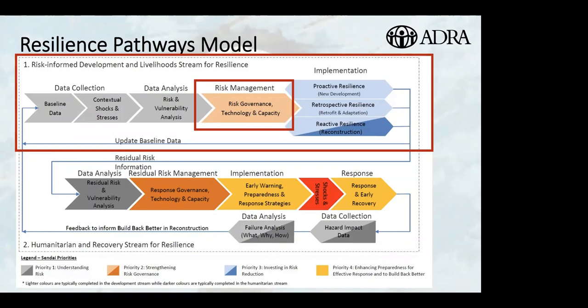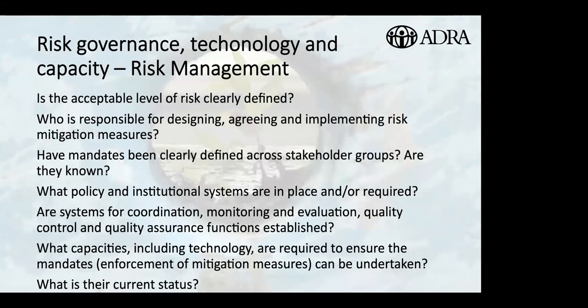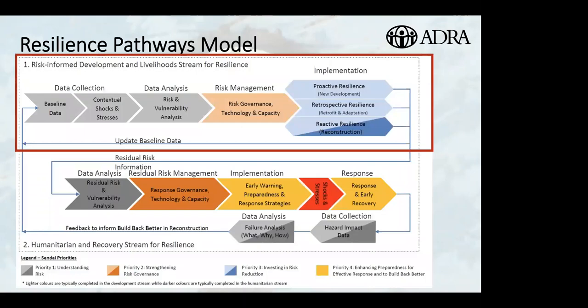However, based on the policy, what we are suggesting is that this risk governance, the risk management component, has to be integrated in our program design itself as a standard. These are some of the questions. Is the acceptable level of risk clearly defined? Who is responsible for designing, agreeing, and implementing risk mitigation measures? Have mandates been clearly defined across stakeholder groups? Are they known, etc.?